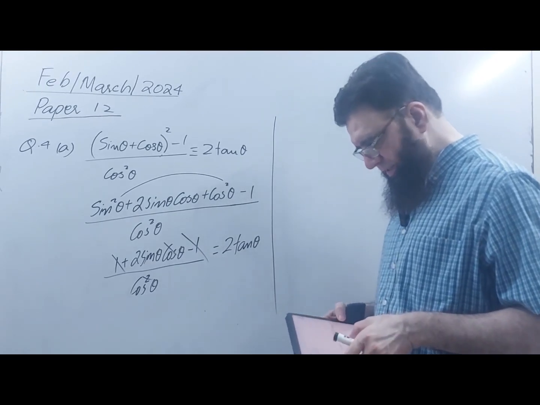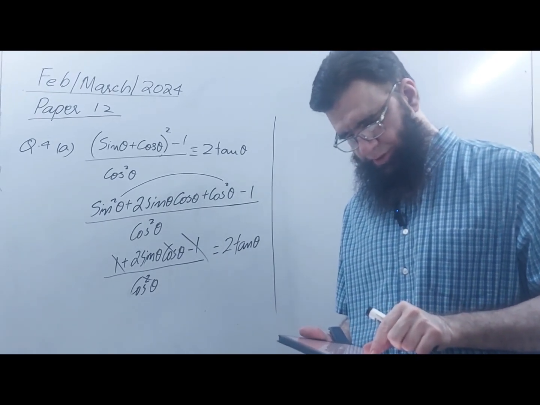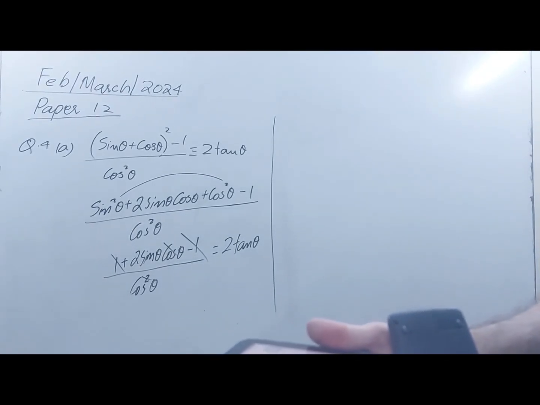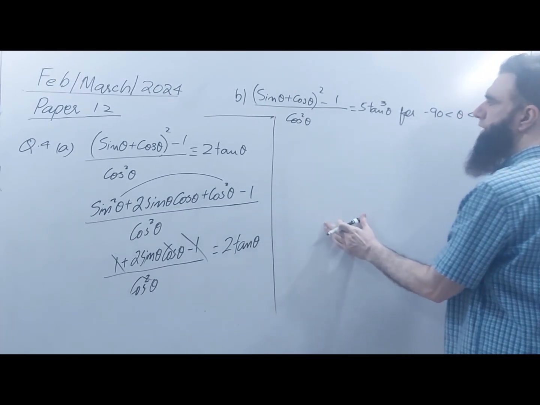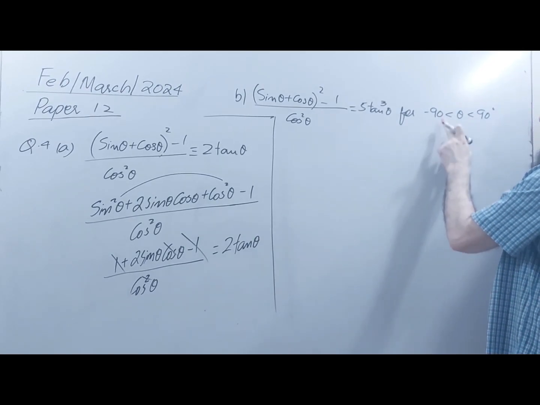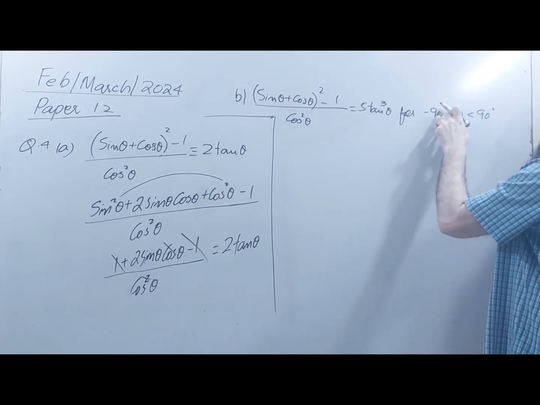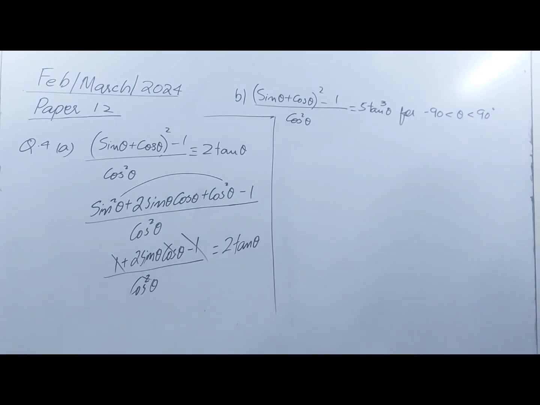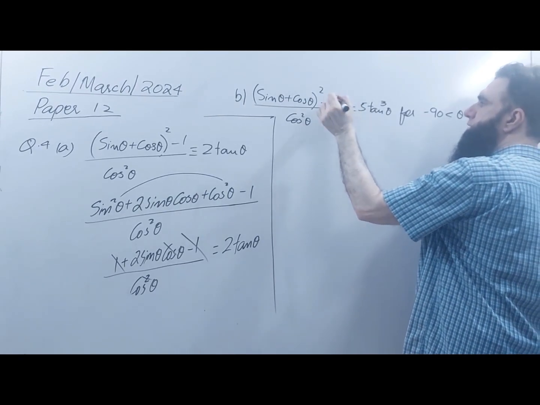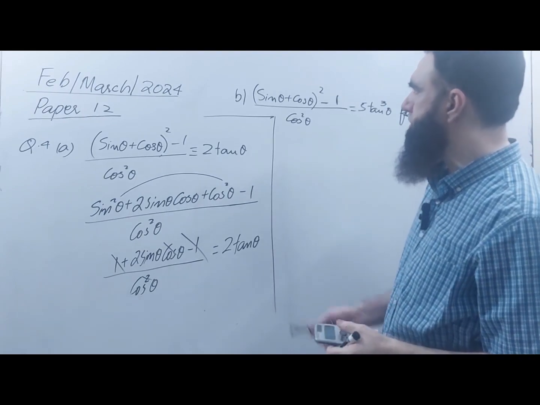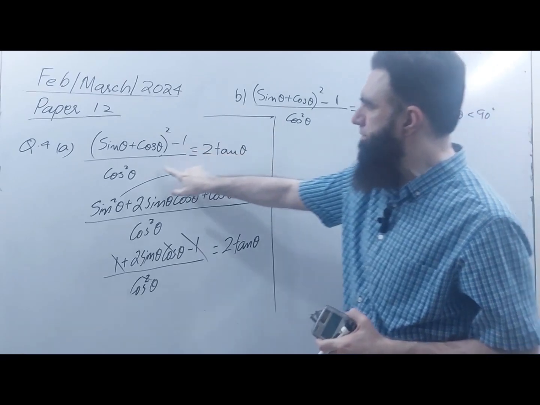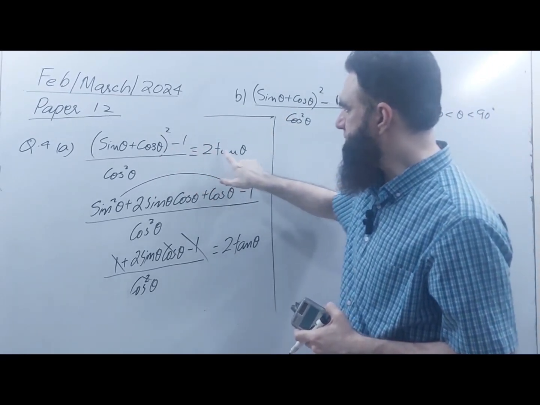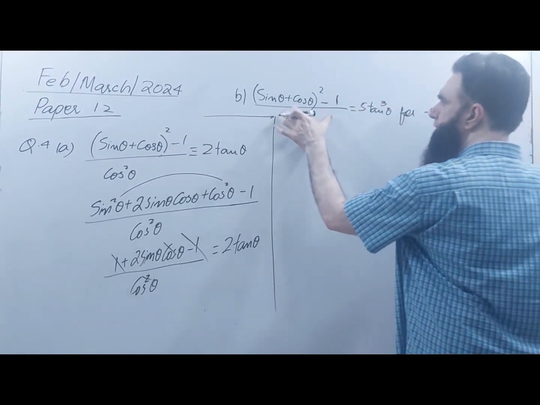Let's move to the next part. The next part, let me write it for you and then we solve it. Okay, in part B, we have to solve this equation. I have to find the angles, and angles are in the range of minus 90 to 90. So you see this side, this is the usual way of asking the question. This part is usually solved in part A. You see these are the same expressions. So this expression is equal to 2 tan theta, so we write 2 tan.